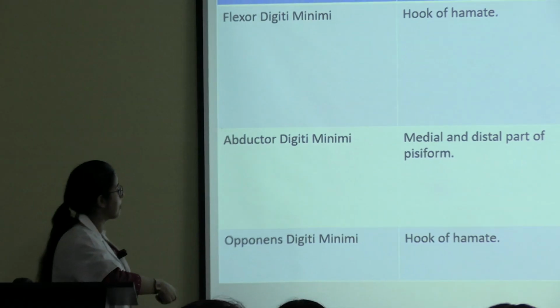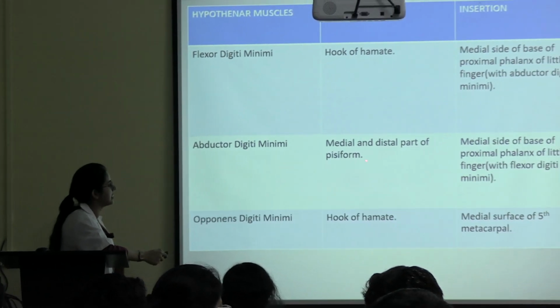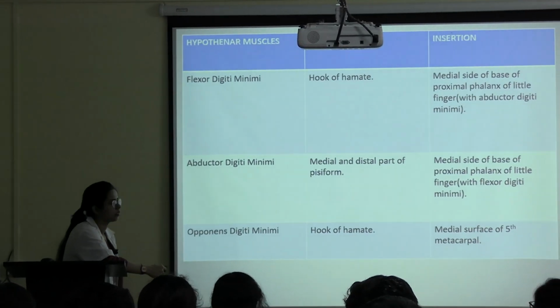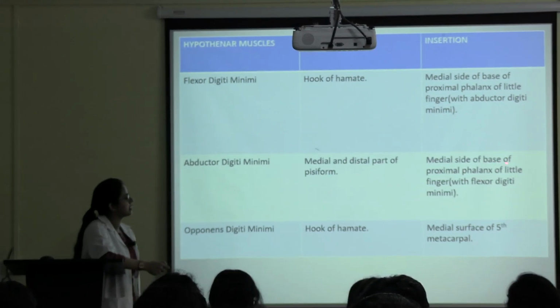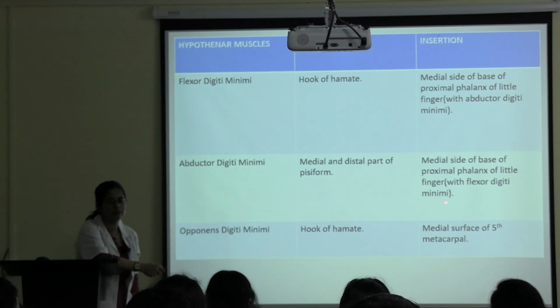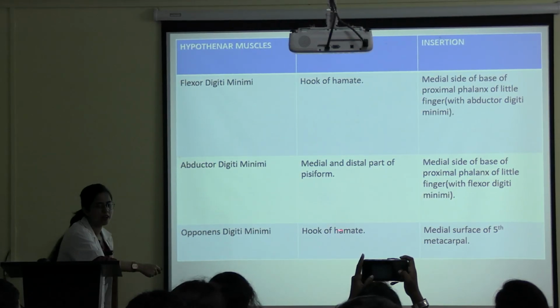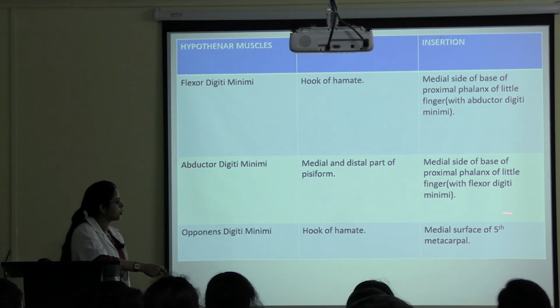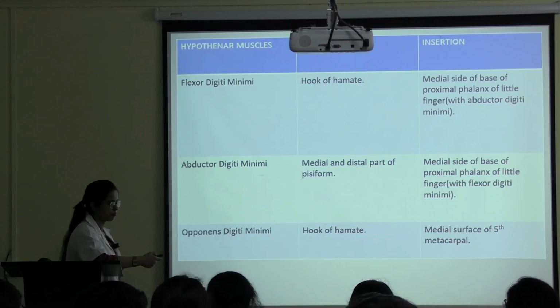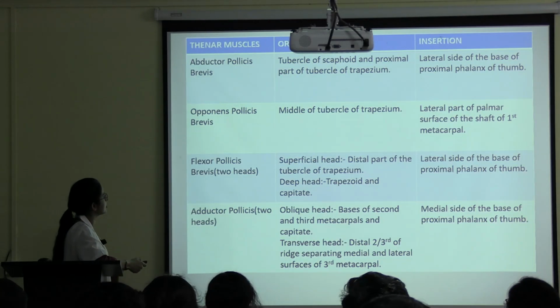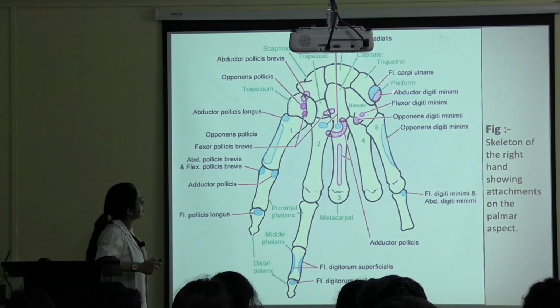Okay. Abductor digiti minimi from the medial and distal part of pisiform bone and will get inserted into medial side of base of proximal phalanx of little finger. Opponens digiti minimi will originate from hook of hamate and will get inserted into medial surface of fifth metacarpal. Okay, you can see the muscles from here. This is abductor digiti minimi.